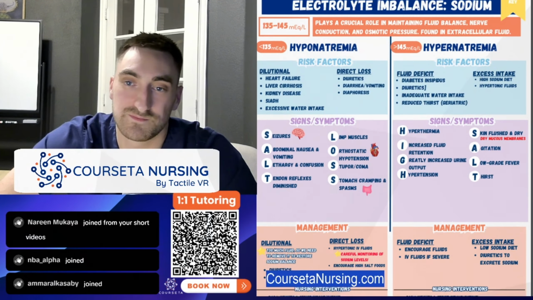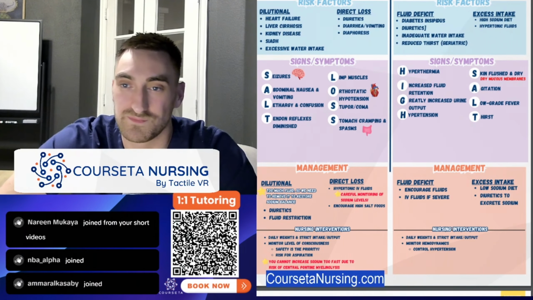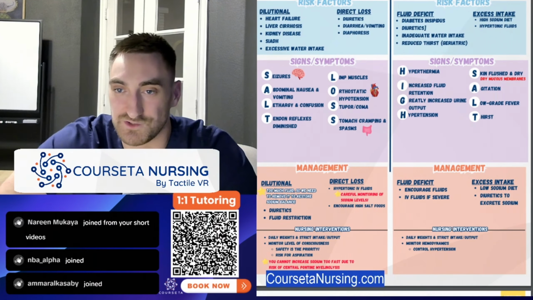But signs and symptoms. Once again, if we know the function of sodium, it controls water balance. So if you remember high salt, of course hypernatremia, your signs and symptoms will include hyperthermia, increased fluid retention, greatly increased urine output, hypertension, skin flushed and dry. This right here, skin flushed and dry mucous membranes, is the number one concept they love to ask about on your nursing exams. A sign and symptom is like a dry and sticky tongue. That's a very common thing they'll put in the nursing scenario question.